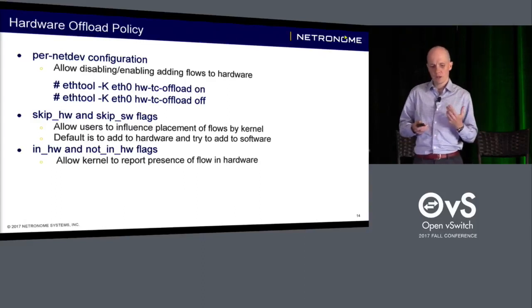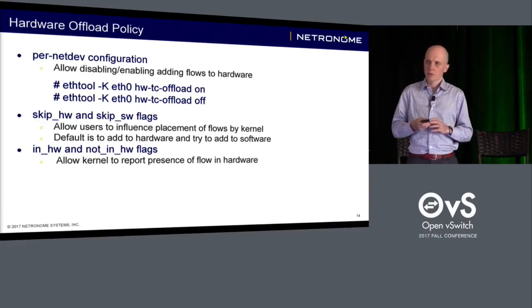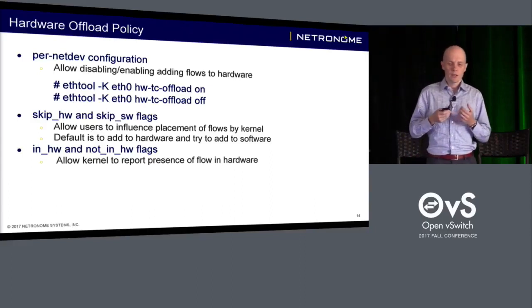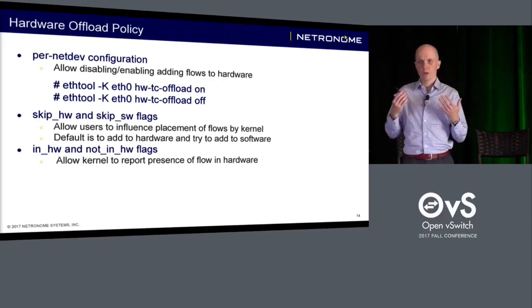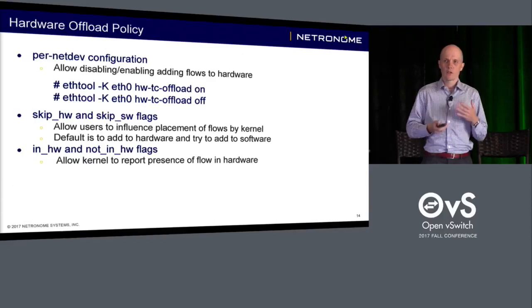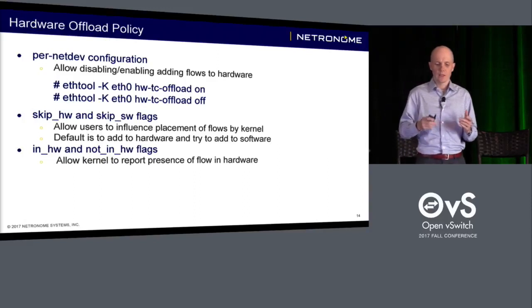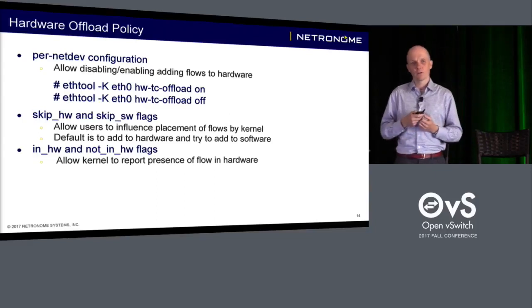The default, which is when neither of these flags are used, is to try to put it into hardware if the hardware exists and is willing to accept it. And regardless of what happens there, to put it into software. So if you have offload hardware, you end up with it in both locations. I mentioned earlier that typically in the OVS use case, we don't place the flows in software, so the skip software flag is used. And then lastly, we have these flags which allow the kernel to report back to user space where exactly the flow was placed.